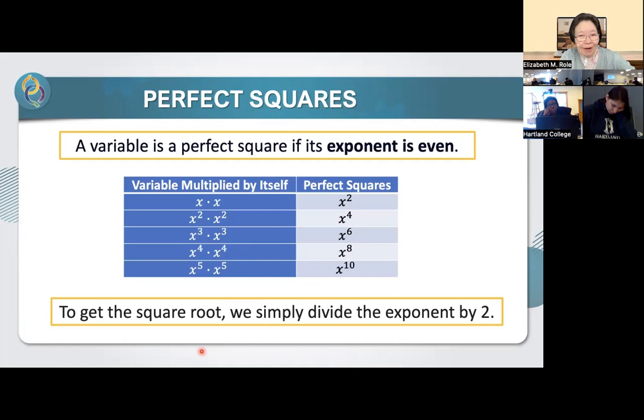The square root of a variable is just whatever the exponent is, we divide by 2. So if you have the square root of x to the 16, then it must be x to the 8, because you divide 16 by 2. So we need to understand the root of numbers and also the root of variables based on the exponent. For a variable with an even exponent, to get the root, you divide the exponent by 2.